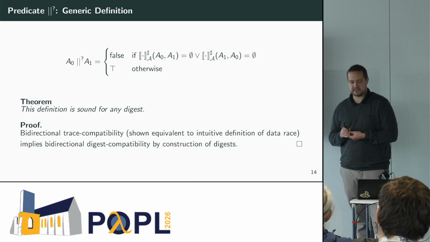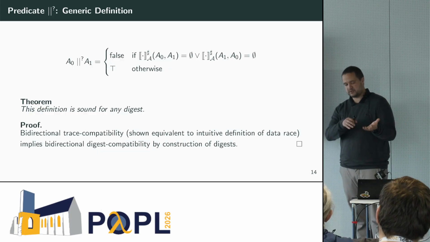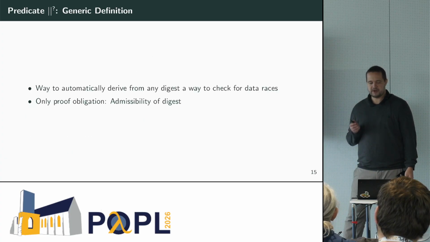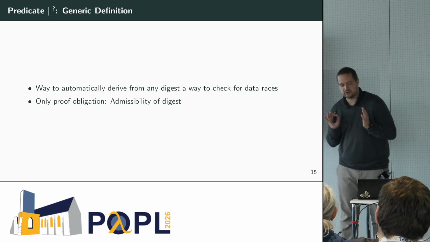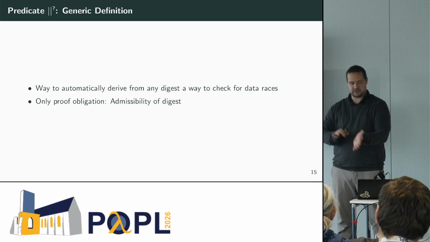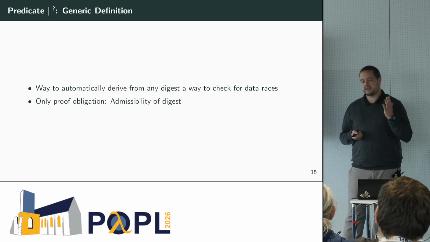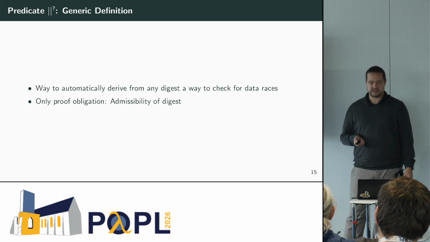And the way this works is that the bidirectional trace compatibility, which we show to be equivalent to the intuitive definition of a data race, implies the bidirectional digest compatibility by the construction of the digest. So this is a proof that you might want to read up in the paper. What this gives us is a way to automatically derive from any digest a way to check for data races. And the nice thing is this doesn't come with any additional proof obligations. So if I have a digest that is admissible, that I can use in my analysis, then I can also use it to check for data races without having to prove anything else.